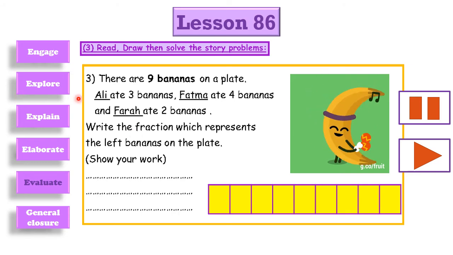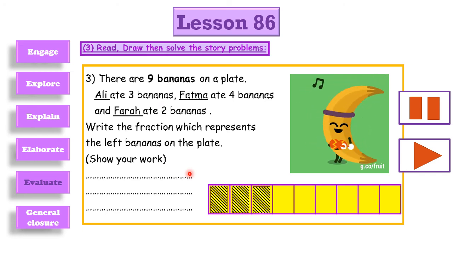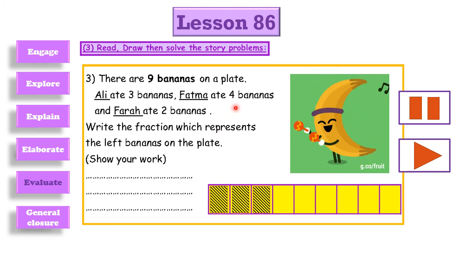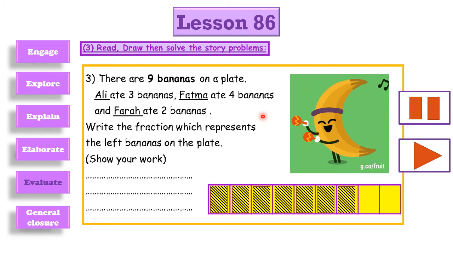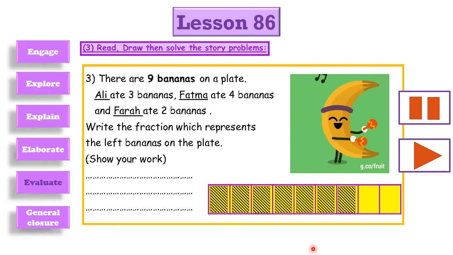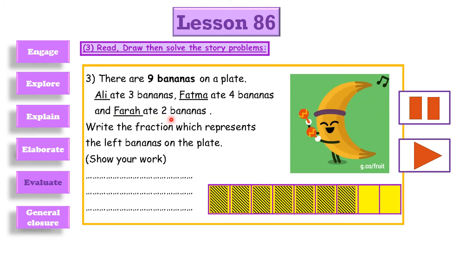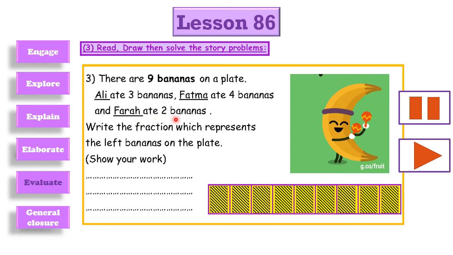Let's continue reading. Ali ate 3 bananas. Then shade 3 parts, like this. Fatma ate 4 bananas. Let's shade 4 more, yes, bananas like this. And at last, Farah ate 2 bananas. Let's shade 2 bananas. Now, what is the question here? Write the fraction which represents the left bananas on the plate.